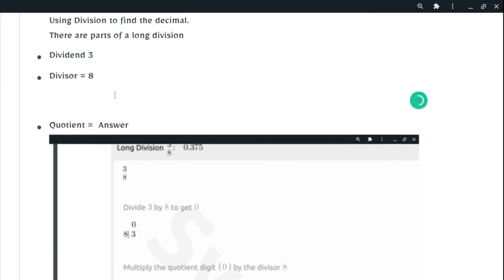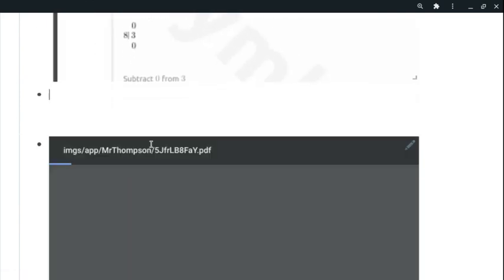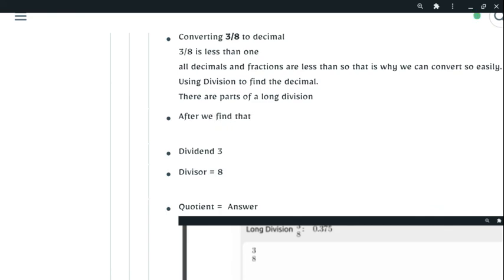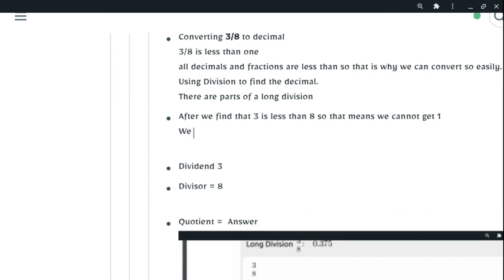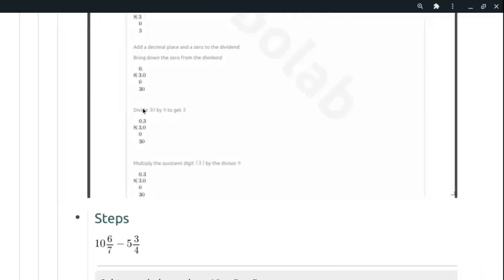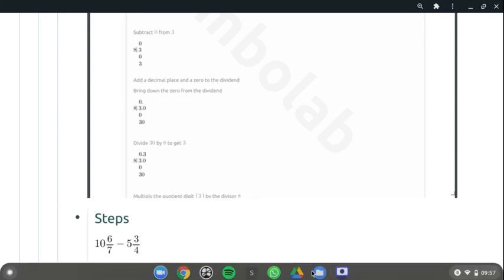So let's go to the steps. After we find that 3 is less than 8, we cannot get 1. We multiply 8 by 0 to subtract from 3. Let's go to that picture. Scroll down for me, Khalil. In the PDF, you're going to see where it says add a decimal place and a 0 to the dividend. Do you guys see that? I'm unable to scroll down. All right, tell you what, I'll screen share.